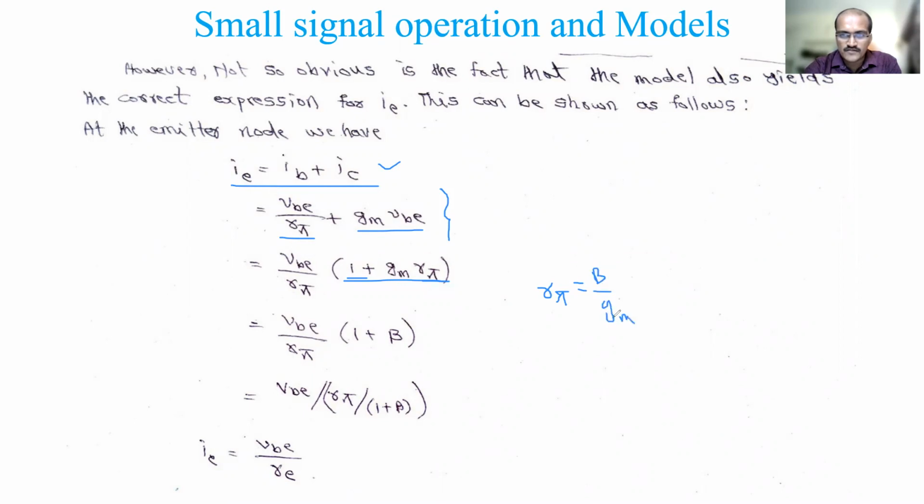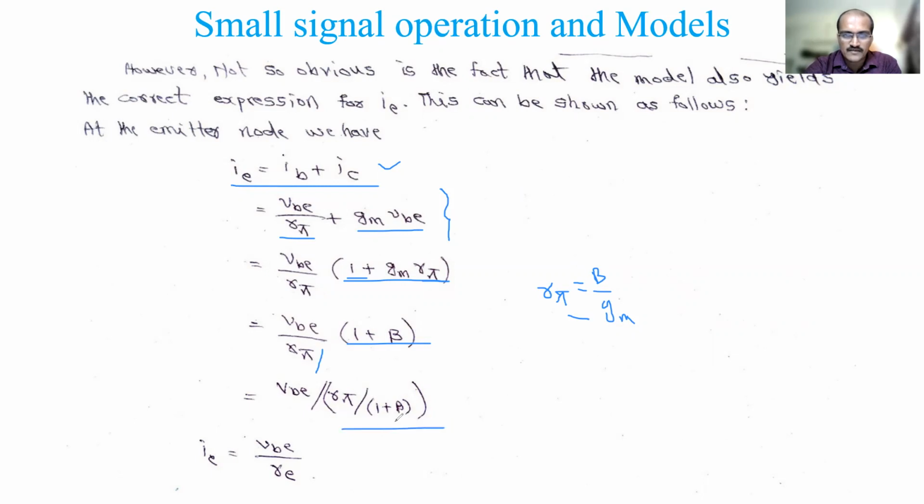So from this, now gm into r_pi we can substitute as beta. Very simple. Since you got beta here, this can be written as vbe by r_pi, and we take this 1 plus beta to the denominator. So it comes below the r_pi, and we write it like this: vbe by r_pi over 1 plus beta.